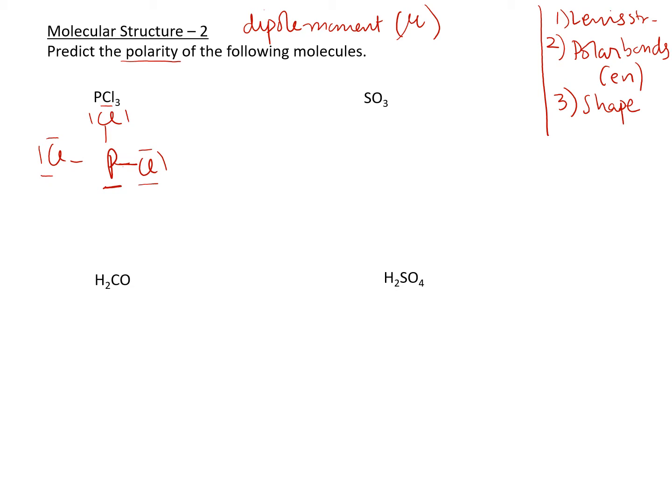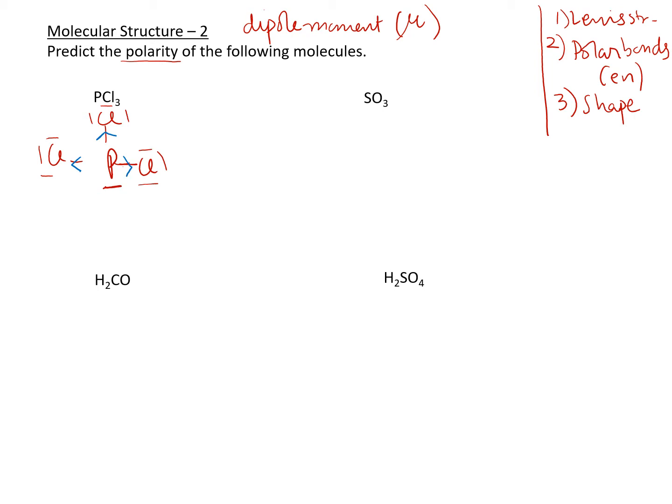If your Lewis structure is not correct, the shape is not going to be correct. Now, regarding the second part, which is the polar bonds, do we have any polar bonds in this molecule? Yes, we do, because chlorine is slightly more electronegative than phosphorus is. So that's how you draw the polar bonds.